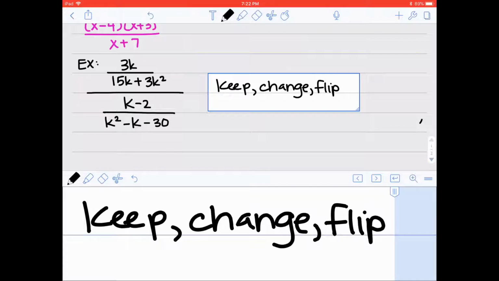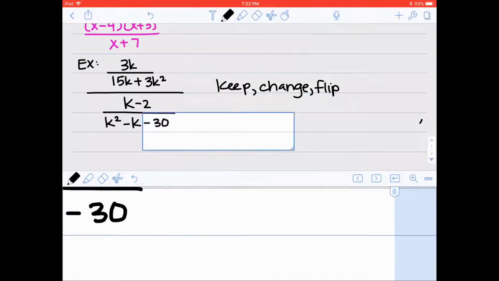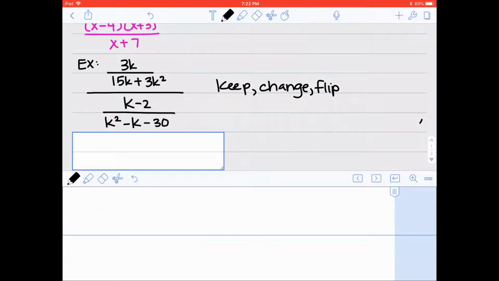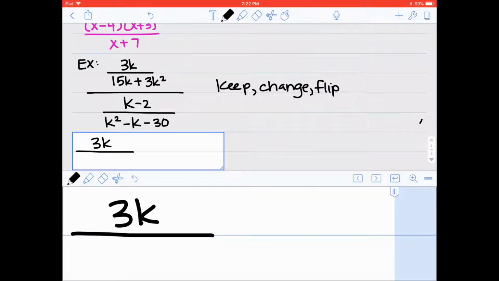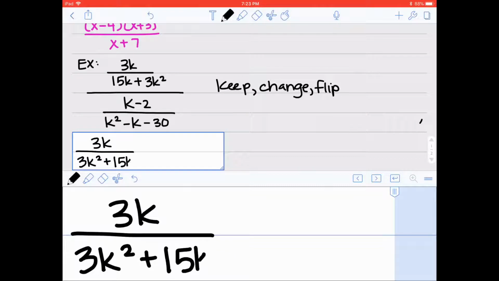So anytime you have a fraction divided by a fraction, that's what you're going to do with it. We're going to keep the first fraction the same. That is 3k over 15k plus 3k squared. And I'm going to go ahead and just reverse those on the bottom and write them in the correct order, just because I think we're used to looking at them in the right order, so it makes the problem a little bit easier for our brains to work with, I guess. And then I change it from a division problem to a multiplication problem.